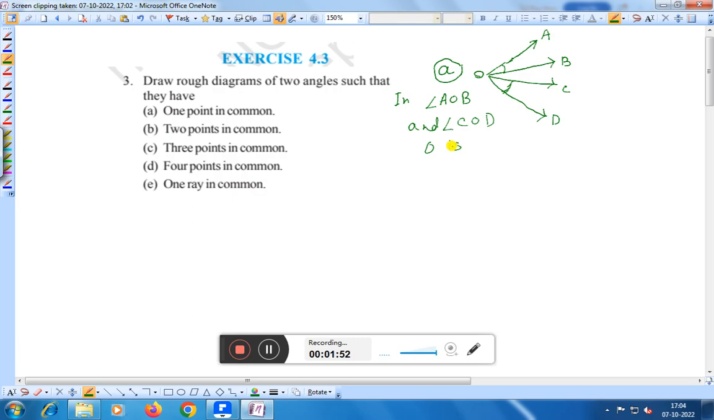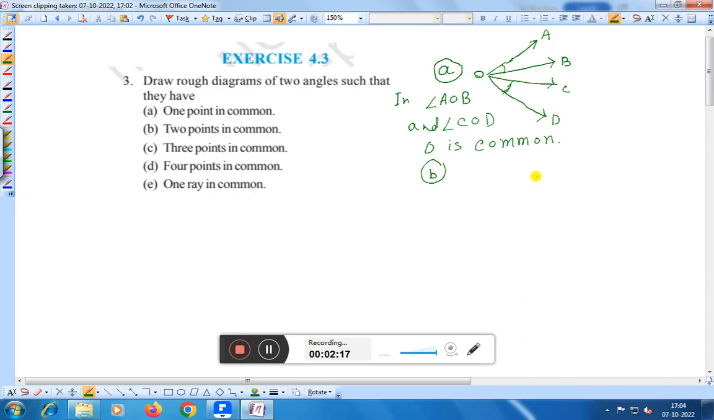O is the only one point common. Therefore, in this case, we see that only O is in common. In angle AOB and angle COD, only O is the common point. That means only one point in common. Now question number B, 2 points in common.